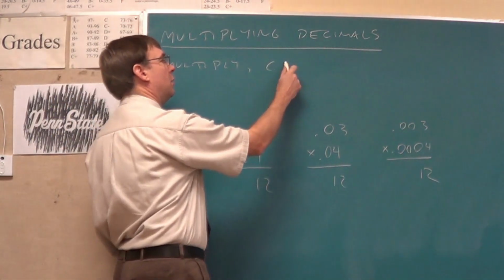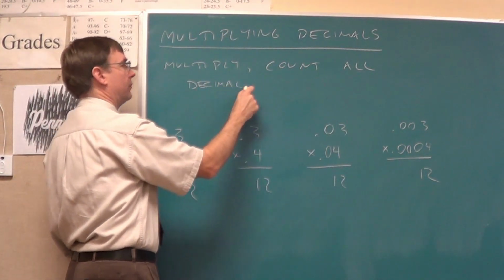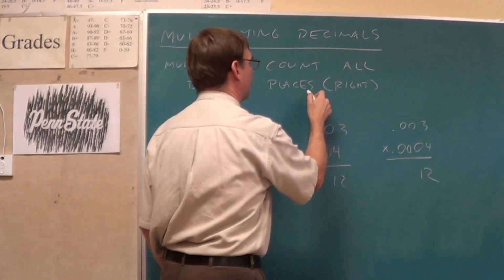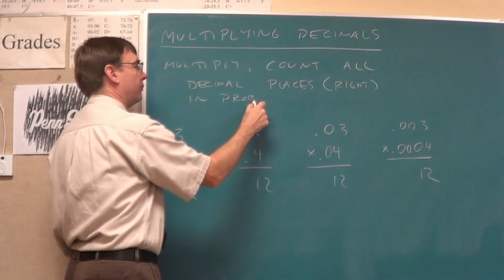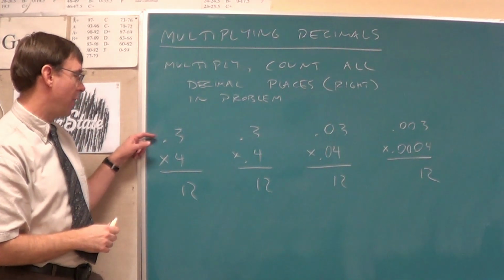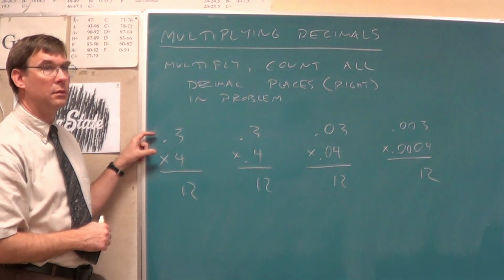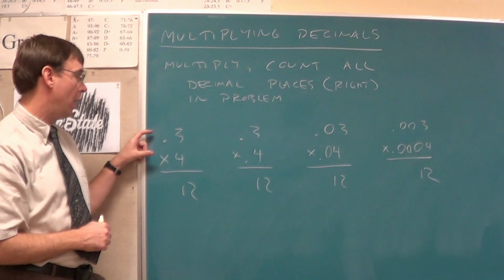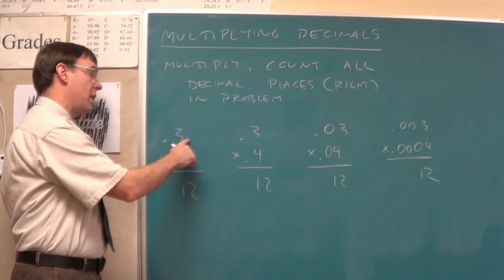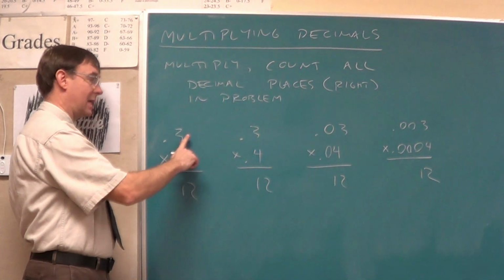I don't know. So what we're going to do is count all the decimal places which have to be on the right of the decimals in the problem. So any number that's on the right of a decimal point counts. So how many numbers here count? 1. Which one? The 3. The 3 is on the right of a decimal, so the 3 counts. We count 1. This doesn't have any decimals, so that doesn't count.